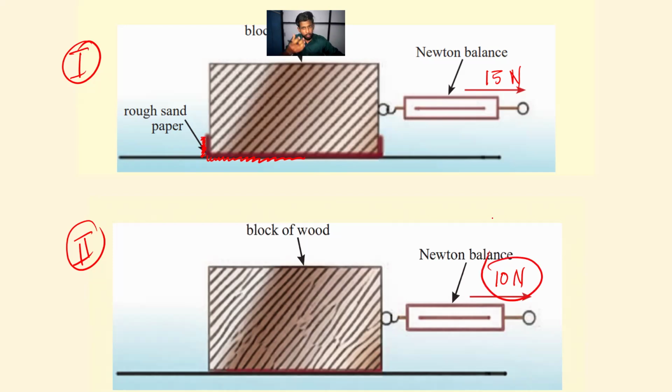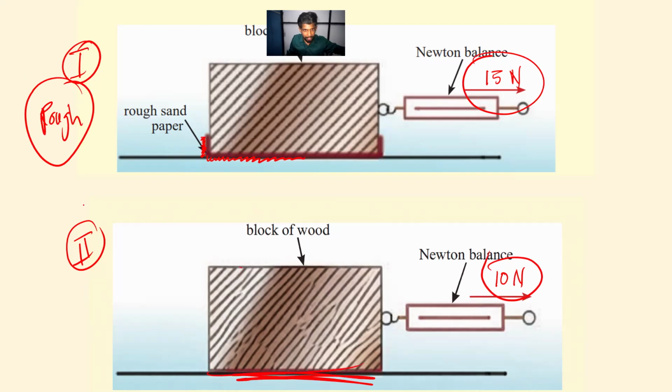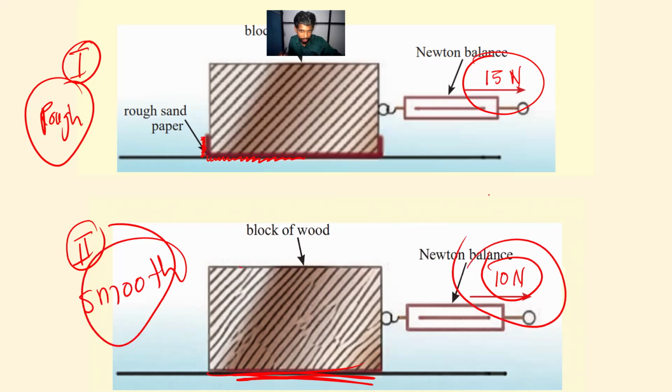So now I hope you have got the idea of case number 1 and case number 2. In case number 1, the surface was rough, so we applied more force. But in case 2, the surface is smooth. Between the table and the box, both surfaces are smooth, so we applied only 10 Newton to push that box.